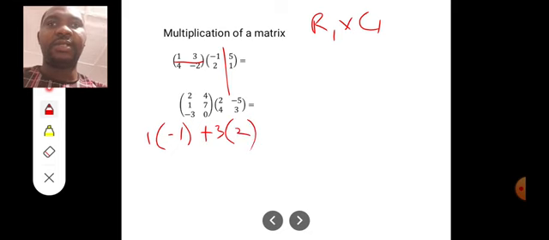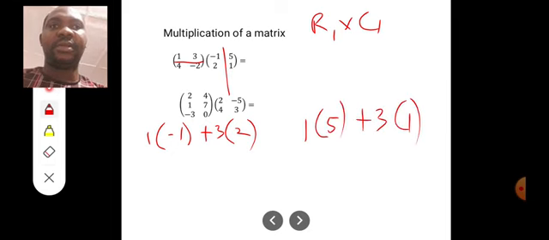Okay, so the next one is the same row 1, which is 1 and 3, with column 2 of the next matrix, which is 5 and 1. So for row 1, that means 1 will multiply 5, plus 3 will multiply 1. You see that? Okay. So now we go with row 2 and column 1. Row 2 of the first matrix with column 1 of the second matrix. We are going to have 4 into minus 1. 4 is from row 2, minus 1 is from column 1. Then plus, we have minus 2 into 2.